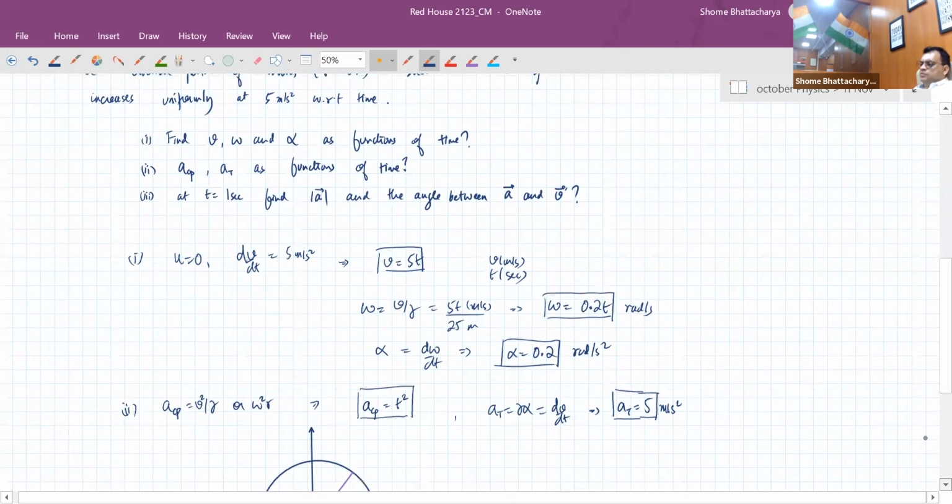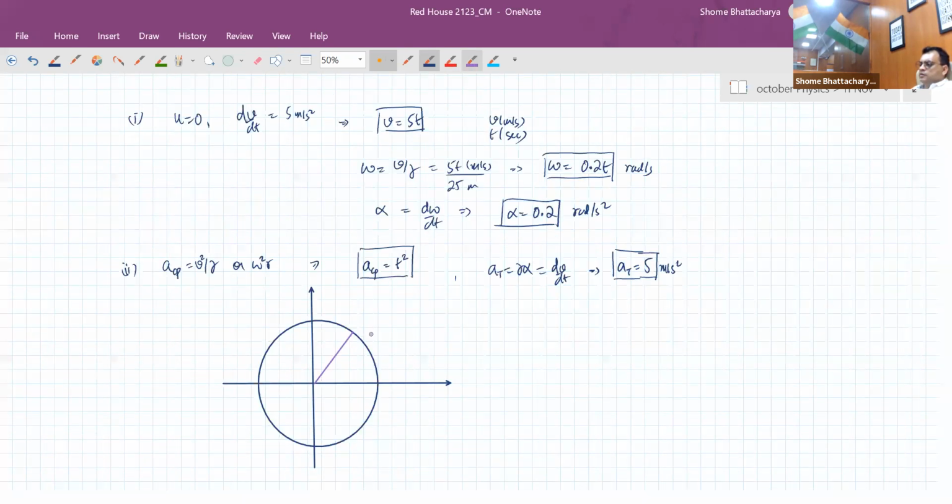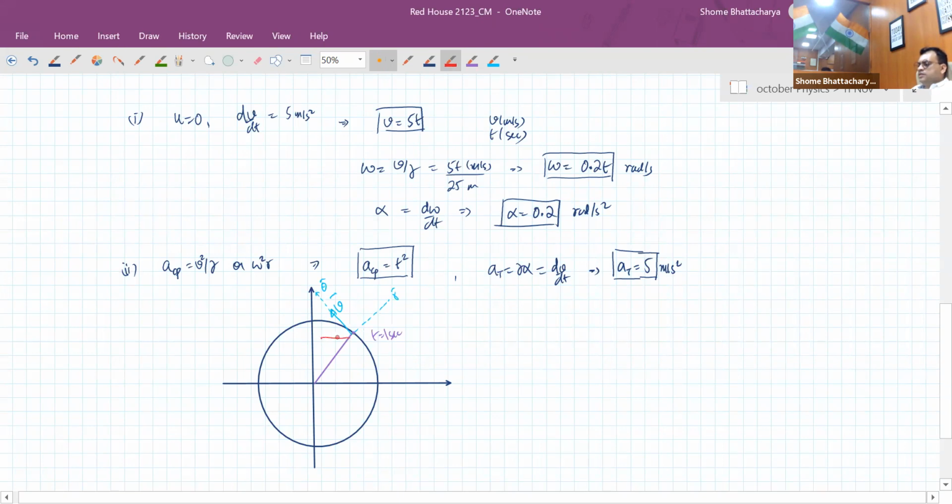Okay, now to visualize the final part. Let's say this is where the particle is located at the time of 1 second. So it will have a velocity in this direction. This is your radial direction. This is your tangential direction. Now its acceleration is in some general direction like this, and we have to calculate the angle between these two. So if this angle is theta, you can see that this component is the centripetal component and this component is the tangential component.